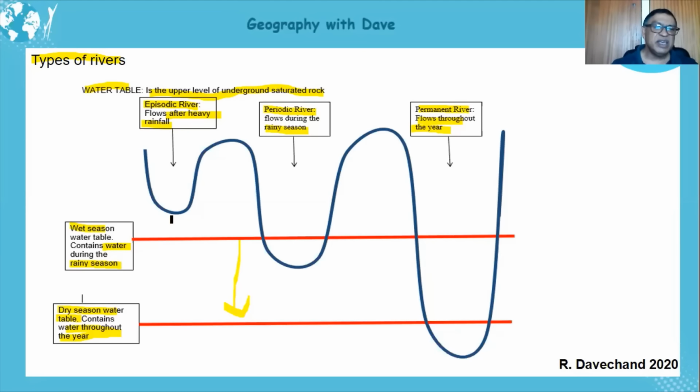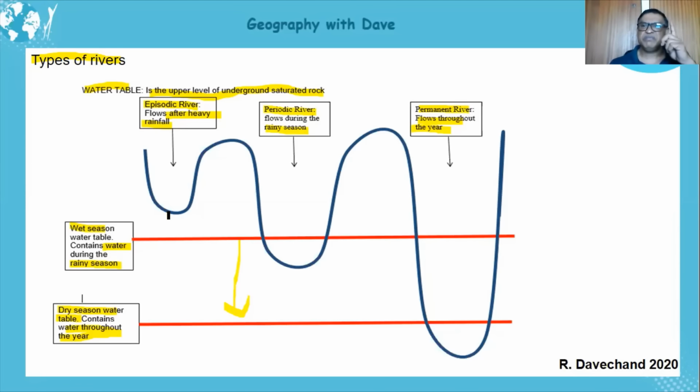Can you see here? It cuts no water table. So there has to be heavy rainfall. You understand? Not all rainfall gets infiltrated. There's flooding and this river starts to flow. So can you see the relationship between the water table and the types of rivers? That's how you learn your work in geography.